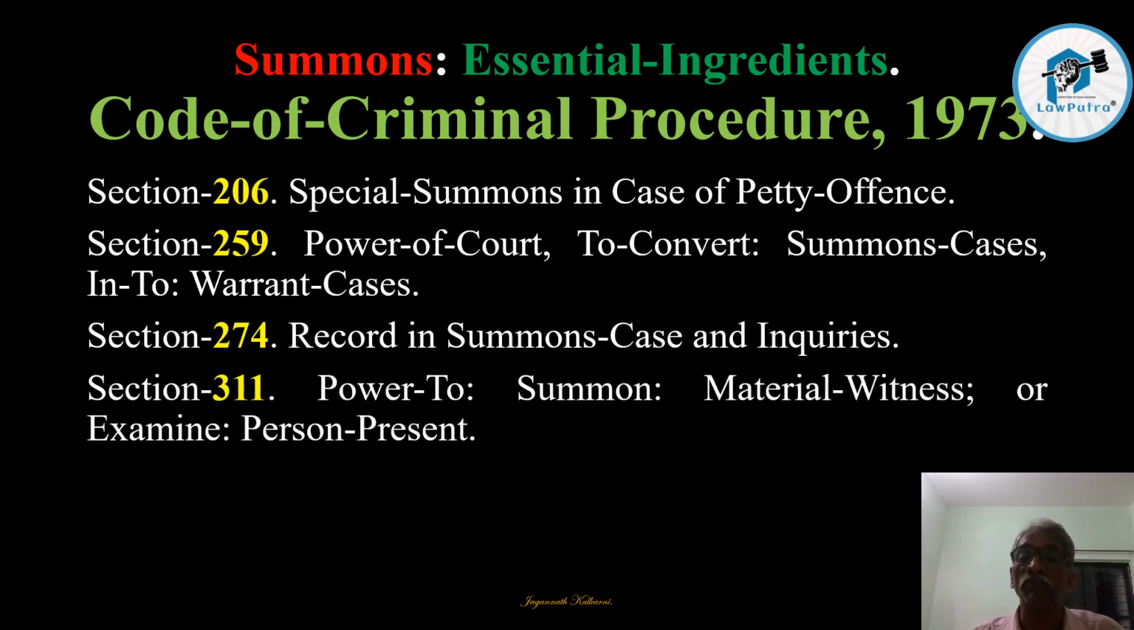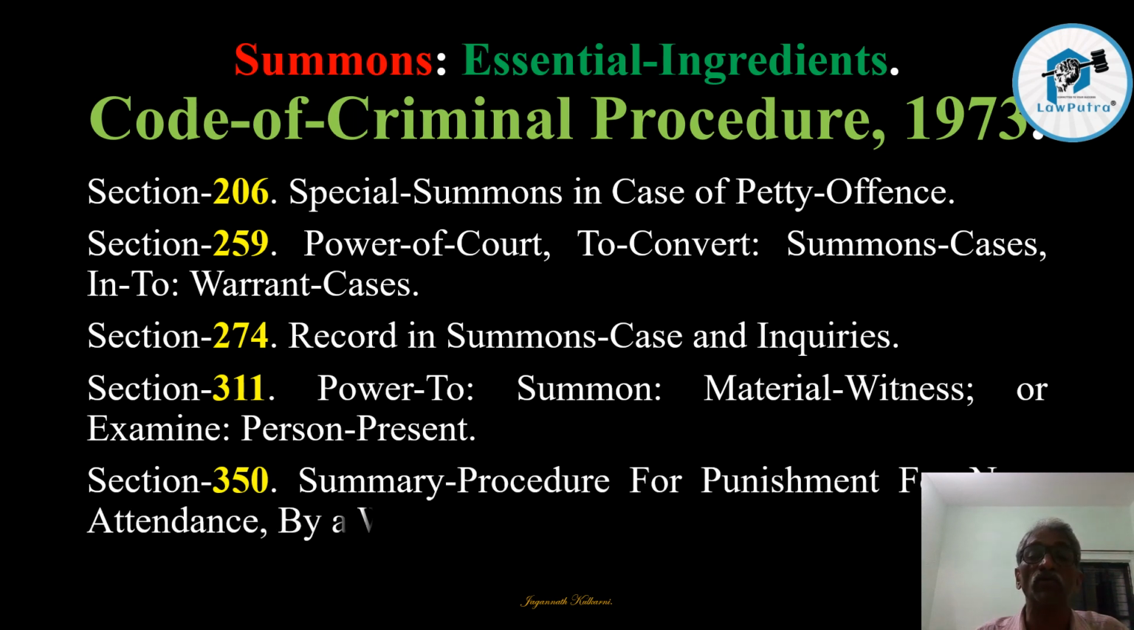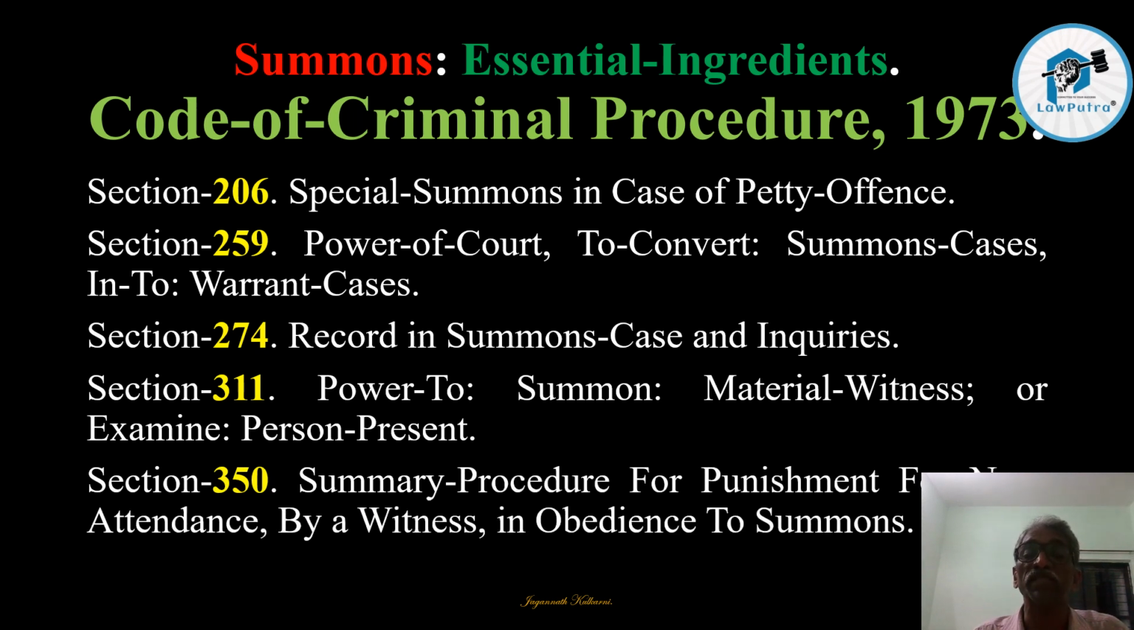Section 311 talks about the power to summon a material witness or examine a person present in the court. Then Section 350 talks about the summary procedure for punishment for non-attendance by a witness in obedience to summons.